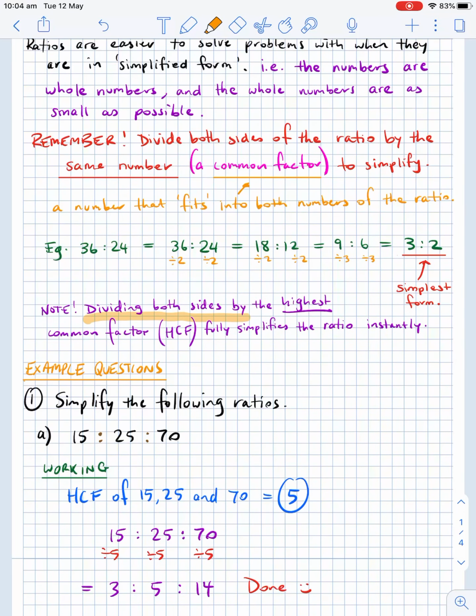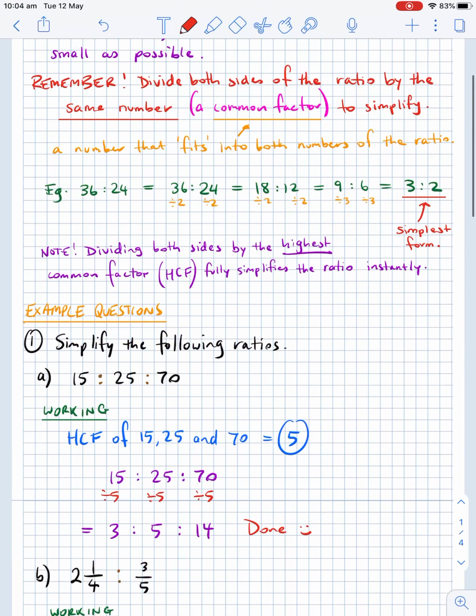Note, dividing both sides by the highest common factor, so the highest factor that's possible between these two numbers, will fully simplify the ratio instantly. So if I looked at my 36 to 24 and I thought, what is the highest common factor? 2 is probably the lowest common factor, except for 1. But if I decided to divide both of these by 12, which is the highest common factor of 36 and 24, that would go straight from this all the way to this straight away. So it's a helpful tool to think about what the highest common factor is. Because if you don't use the highest one, you've got to keep simplifying, it won't simplify straight away.